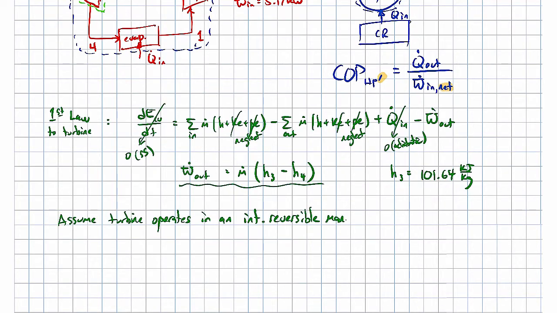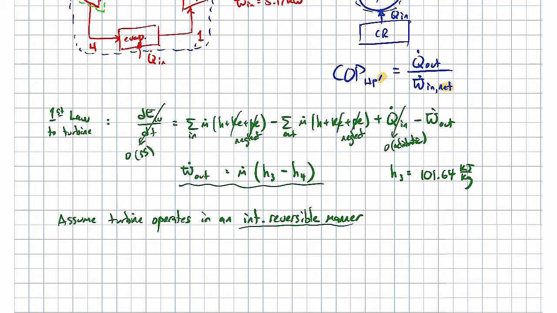And again, the reason I'm doing that is I want to see, even in the best case scenario, is it worthwhile to replace the expansion valve with the turbine? The best case scenario would be where there's no inefficiency, where there are no irreversibilities within the turbine. So I'm going to assume that it's internally reversible. Okay?